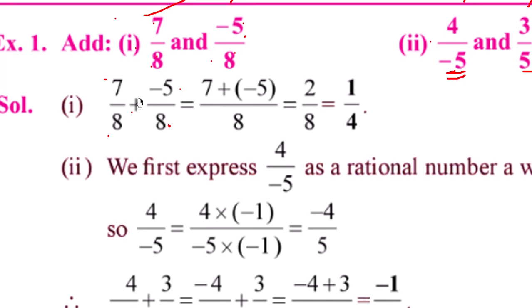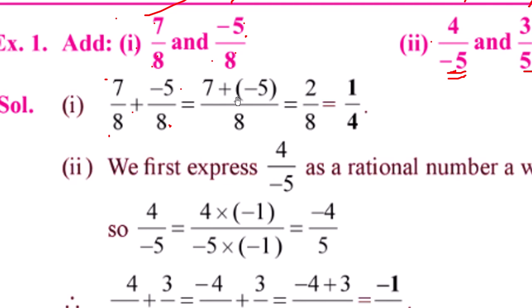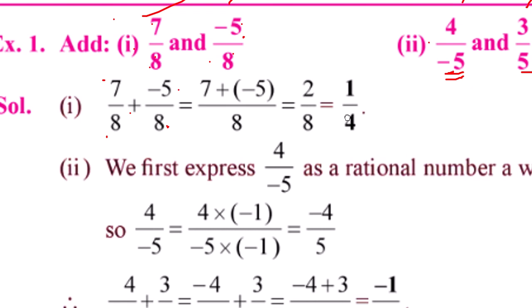Whenever we have two signs side by side, we have to make use of the bracket symbol. 7 plus of minus 5 by, what is the common denominator? 8. Plus of minus means minus. 7 minus 5, how much? 2. 2 by 8. 2 ones are 2, 2 fours are 8. So 1 by 4 is the answer.